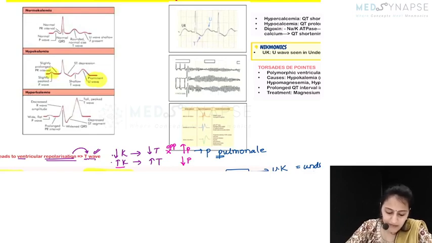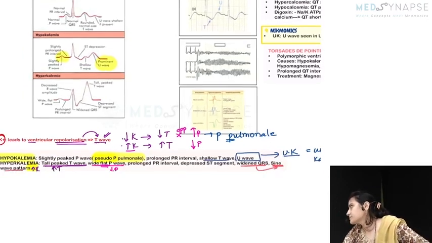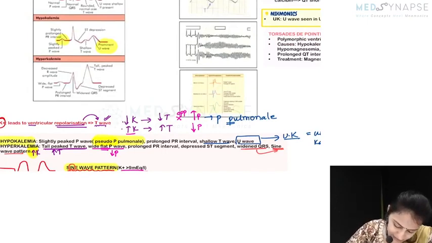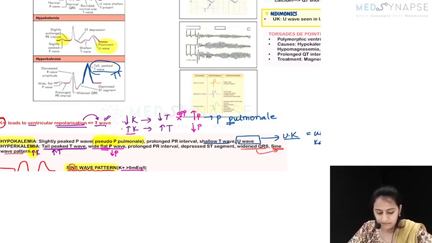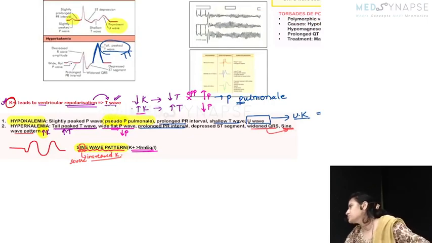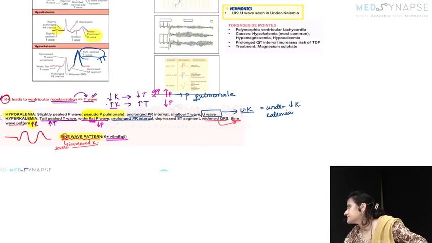The P wave becomes more prominent, the T goes down. In your hyperkalemia, it is a tall tented T wave. The T wave increases, the P wave goes down. Prolonged PR interval can be seen in both. Hypo, hyper, both will have a prolonged PR interval. Okay?